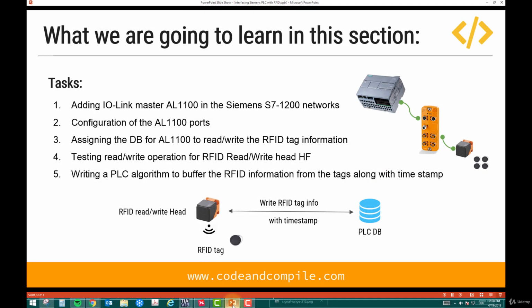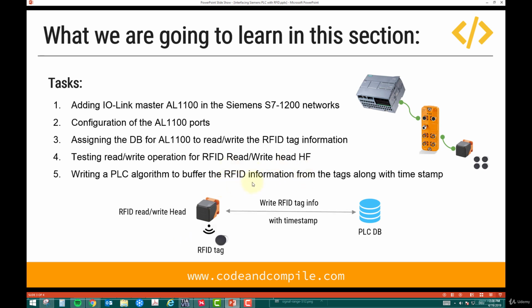Alright, now we are going to write the PLC algorithm, and the task is to buffer the RFID information from the tags along with the timestamp. So if I bring the tag next to the RFID read-write head, it should read the tag information and store it in the PLC DB along with the timestamp, at the moment when it reads the tag. That's the timestamp we also want to store in the DB. So it consists of two parts. One is the timestamp, one is the RFID information.